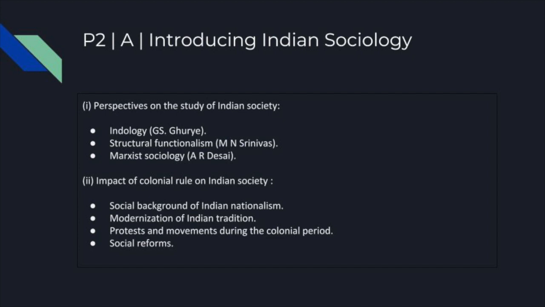Second, we'll be doing modernization of Indian tradition, right? This is based on a book by Yogendra Yadav, and we'll be seeing how Indian culture has changed with respect to influences from outside and from within, and also maintained continuity, right? Then we come to protest movements during the colonial period and social reforms. So you realize that this is history, right? But in this chapter, we'll see how to analyze these things sociologically.